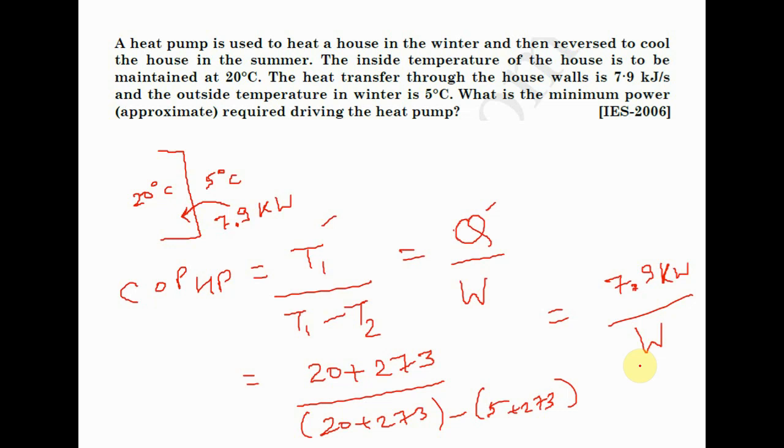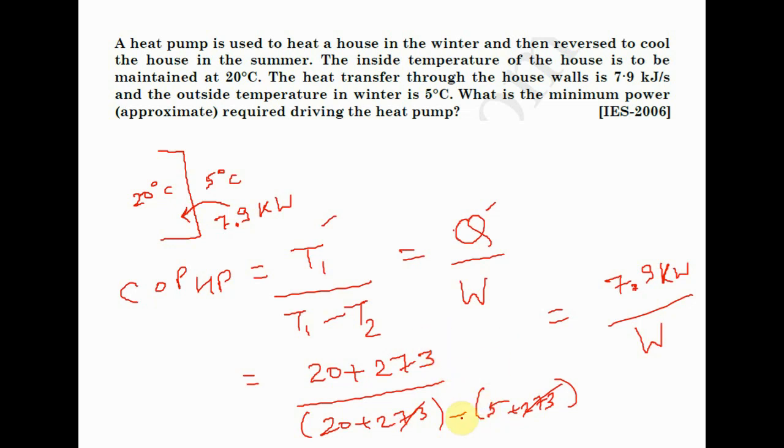So 20 plus 273 is 293. You can solve along with me. 293 divided by, so no need to go into this one. 273 and 273 get cancelled, so it is 20 minus 5, 15. So 293 divided by 15, that is this value, and then W is 7.9 divided by 19.53.